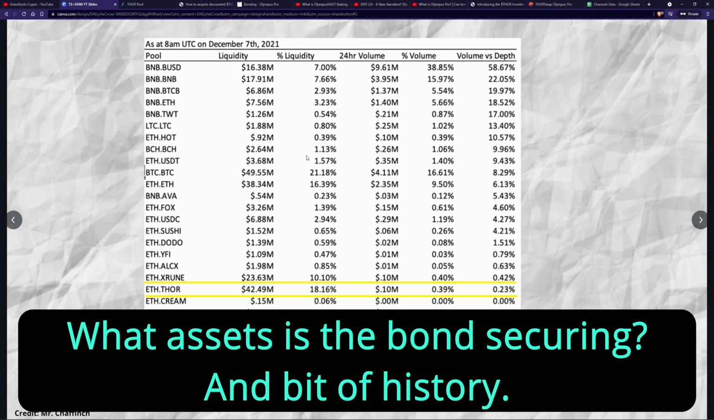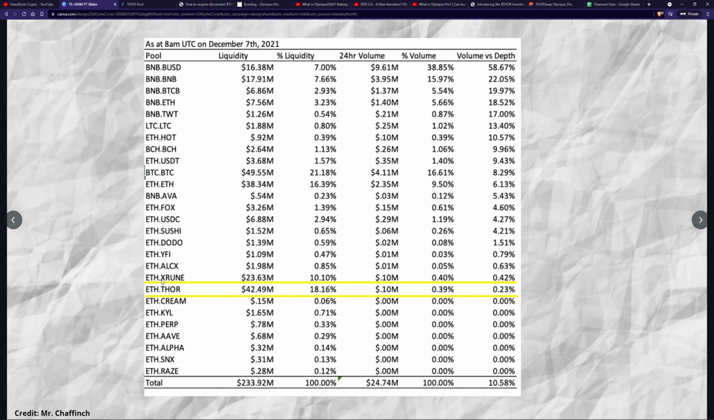When doing this, we can see that a lot of liquidity is being taken up by IDOs. First you have XRUNE, and this is from THORSwap. And then the latest IDO is THOR, from THORSwap's IDO, taking 42 million, which is second only to BTC here. So there's a lot of liquidity, particularly for THOR.